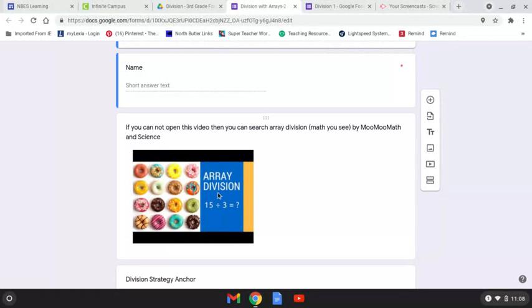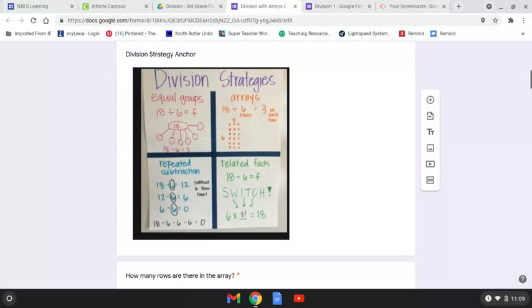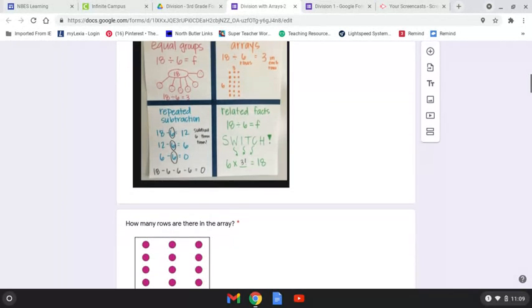You'll watch a little video here about how arrays are going to help you with understanding division. We've got an anchor chart here that has different division strategies on it, like the repeated subtraction that we did yesterday, and then here's the array concept today. There are a couple of other things that we'll talk about later on also, and you'll probably see this anchor chart again in another lesson. It's just like if we were in the classroom, we would have that posted on the wall.